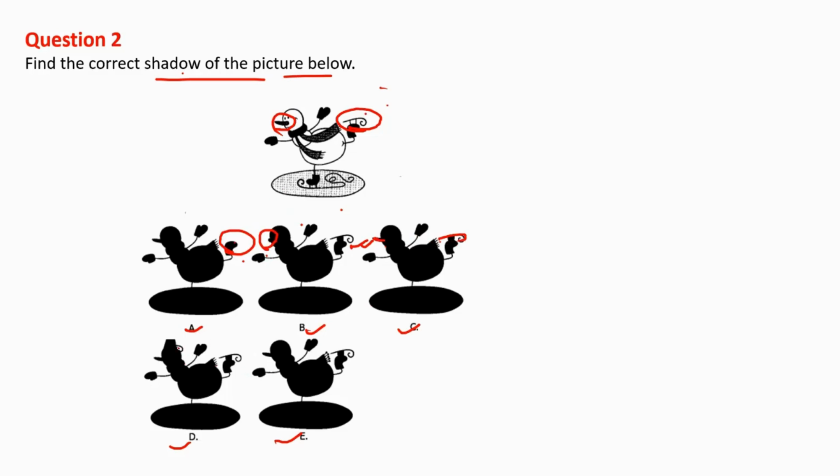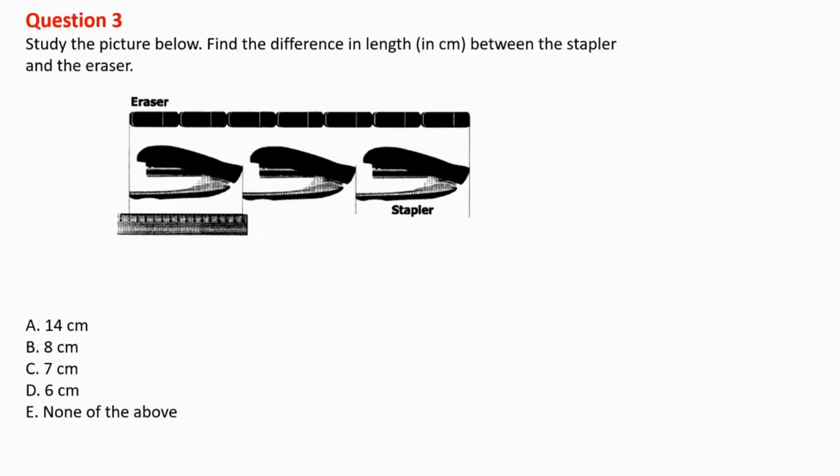In option D, the hat is extra, whereas in option E, again, the muffler is different. The muffler around the neck over here is different. It's like dots at the end, whereas over here, it doesn't carry dots. It is straight lines. So looking at all the differences and all the options, option C is our appropriate shadow. So that's our answer.